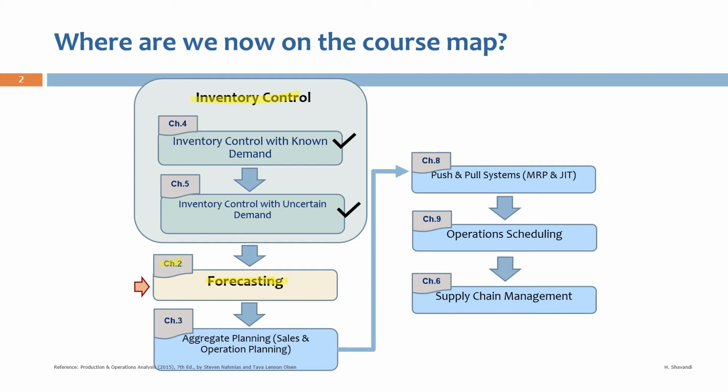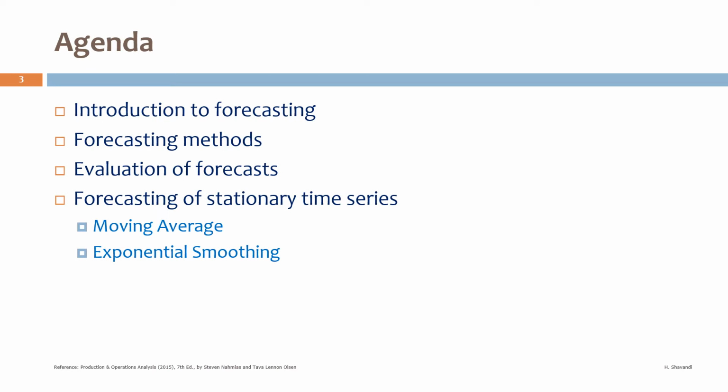Okay. In section 1, at first we'll have an introduction to forecasting, and then we'll see what kind of methods do we have for forecasting, and then we'll learn how we can evaluate the performance of any forecasting method. So we'll have measures here in order to evaluate the performance of any forecasting method. And then we'll start the forecasting models, and at first we'll have the forecasting models for stationary time series, and we'll learn 2 methods here, which are moving average and exponential smoothing. Okay.